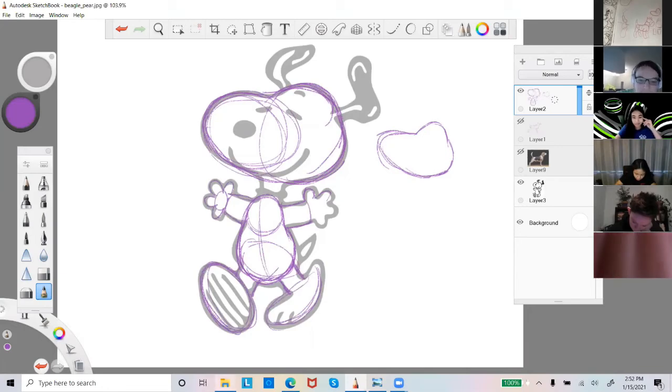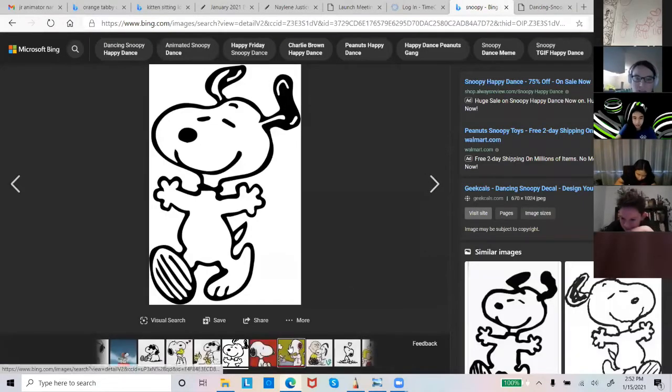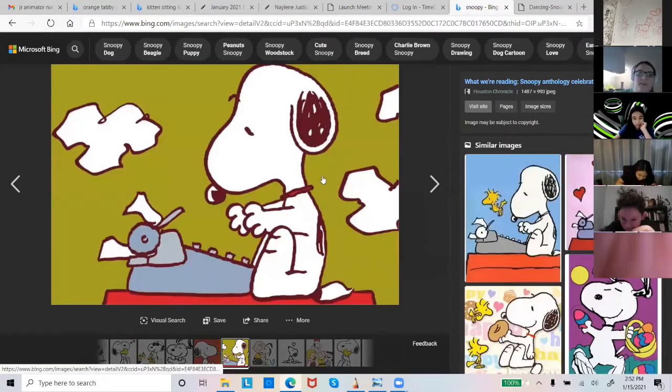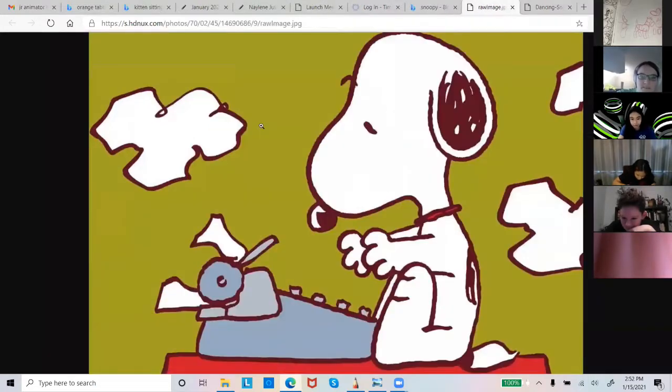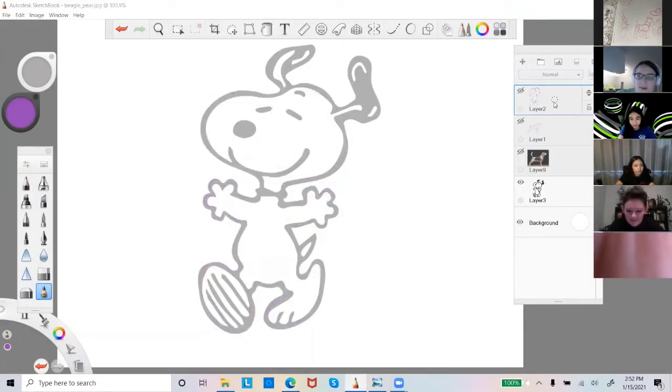Let me find a side view for Snoopy. Here we go. Yeah, so that's what I think of when I think of Snoopy. More so even than the body, because his body's just really tiny.